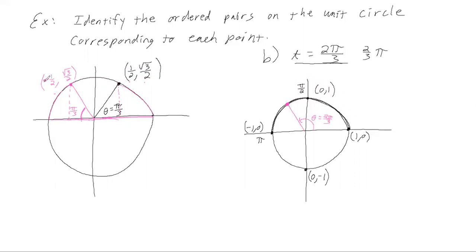So what is the reference angle, back to this circle, right here? Wouldn't it be pi over 3? So I know these ordered pairs are going to have a half in them and square root of 3 over 2 in them, right? But what is the x coordinate here? It is negative. So what is the ordered pair that corresponds to this t value? Well, it's going to be negative 1/2 comma square root of 3 over 2.